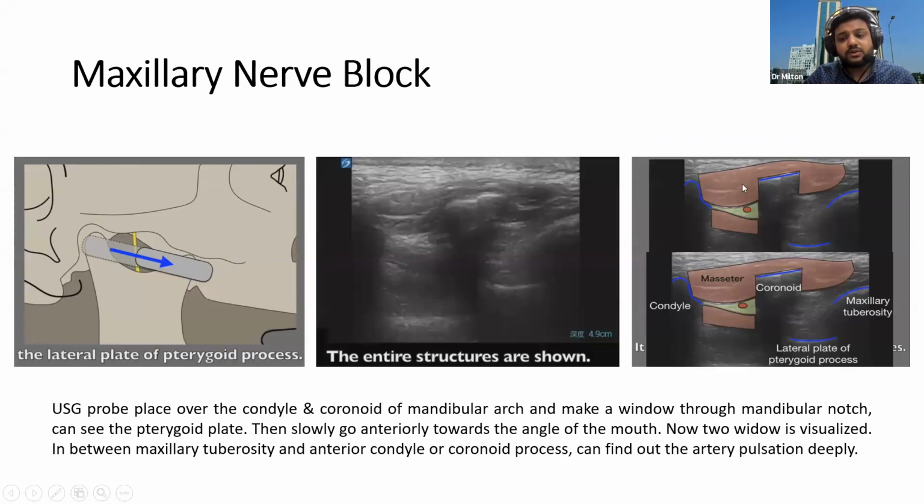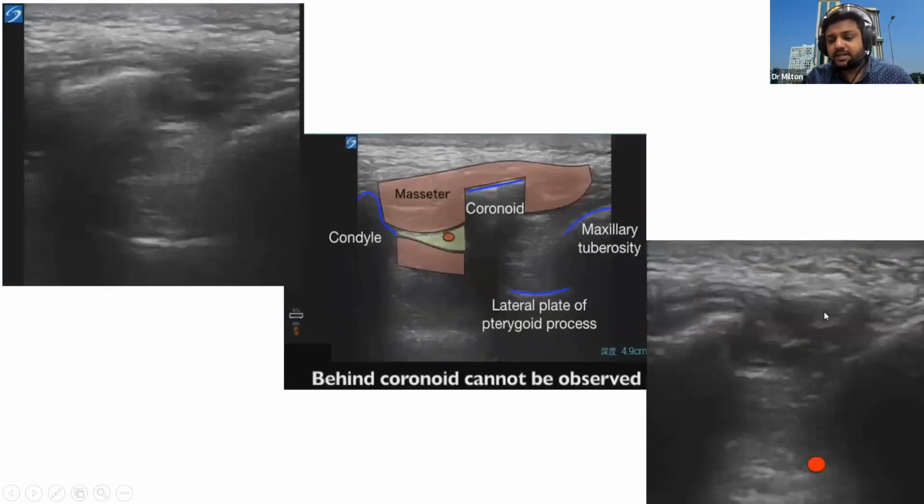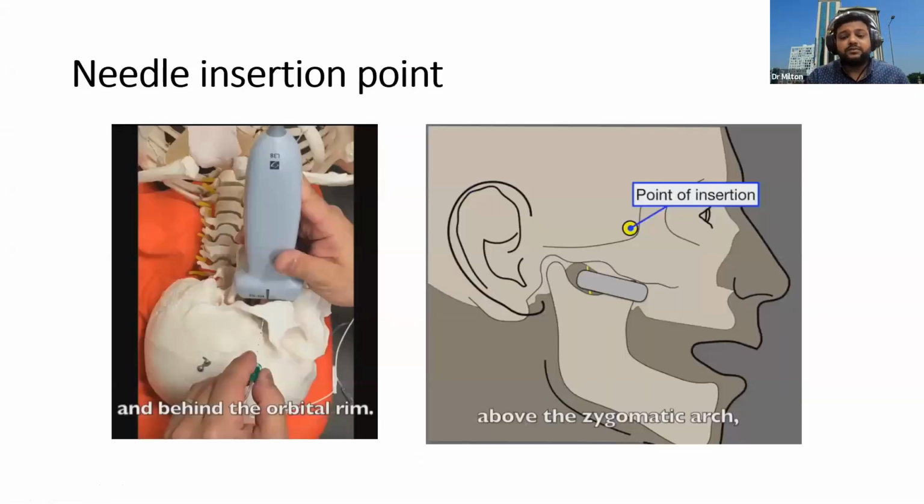So this is the posterior part, this is the pterygomandibular arch and pterygomandibular area, and this is the part where we can see the deep structure, that is the pterygoid process. So here we should use the Doppler and we can see the arterial pulsation, just a very deep structure. So we can pass our needle through it, just to the side of the arterial pulsation.